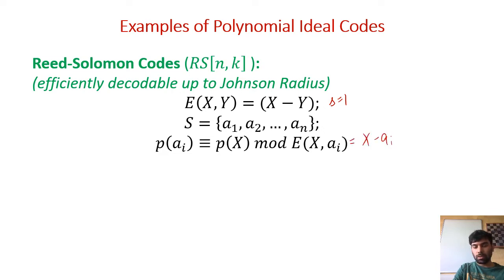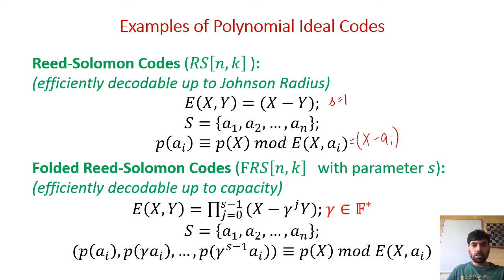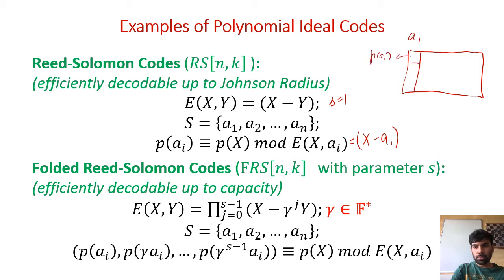So the remainder of p(x) mod (x minus a_i) will just be the evaluation of p at a_i. Let's look at the next family of codes we saw, the folded Reed-Solomon codes with folding parameter s. So what these codes typically do is that at a particular location a1, let's say, you not only give the evaluation of p at a1, but you also give the multiplicative translates of p by gamma, where gamma is a generator of the field, and so on and so forth.